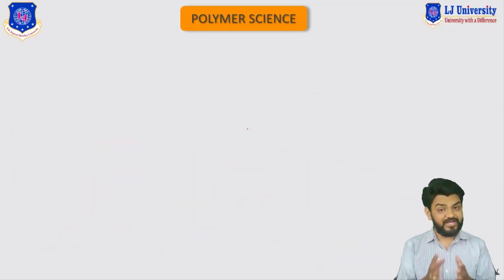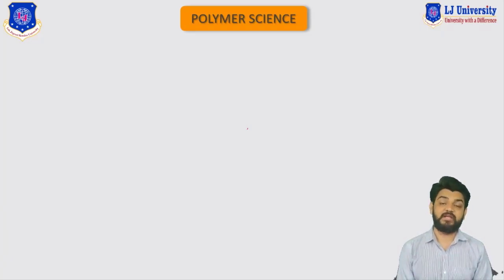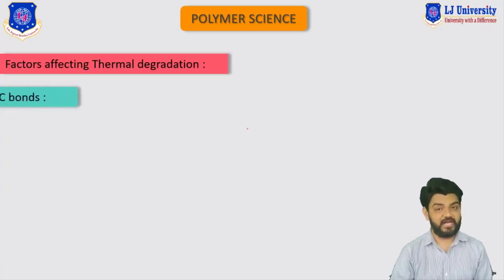In the previous video, we understood the random degradation process. We also classified the degradation processes into thermal degradation, photo-induced degradation, chemical degradation, and biological degradation. If you have missed that video, you can find it in the I button over here. Now, having said that, let's focus on thermal degradation.